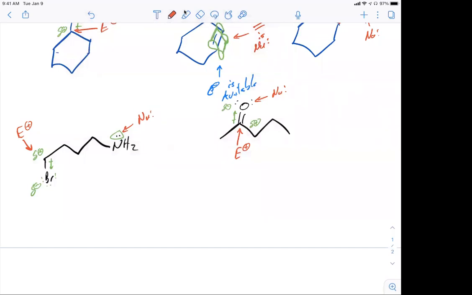If I bring a strong nucleophile, it's going to react at the electrophilic position. If I bring a strong electrophile, it'll react at the nucleophilic position. Okay. Questions about the nucleophiles and electrophiles?